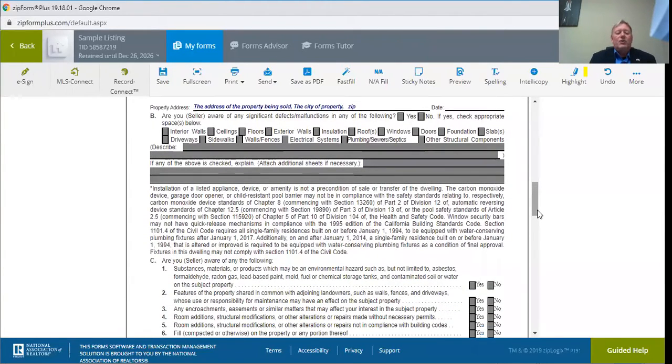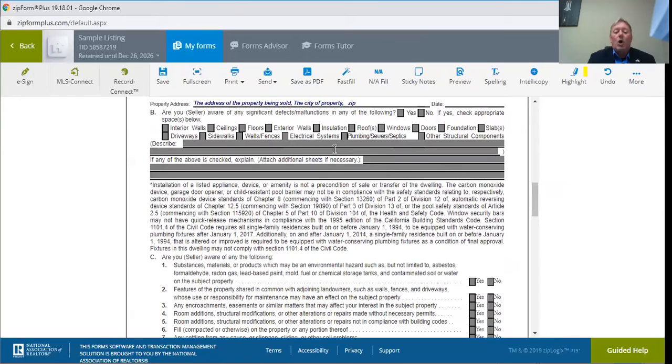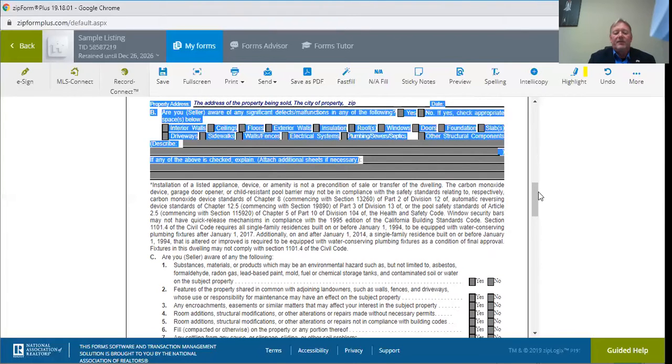We start with page 2, and it's asking again, is the seller aware of any significant defects, malfunctions of any of the following? Now it's talking about the walls, ceilings, and etc. They're going to fill this out, and if there are any that they mark yes, then again, we have a section for notes under describe. And if it says, if any of the above is checked, explain, and again here, we have a lot of room to be able to write any explanations.